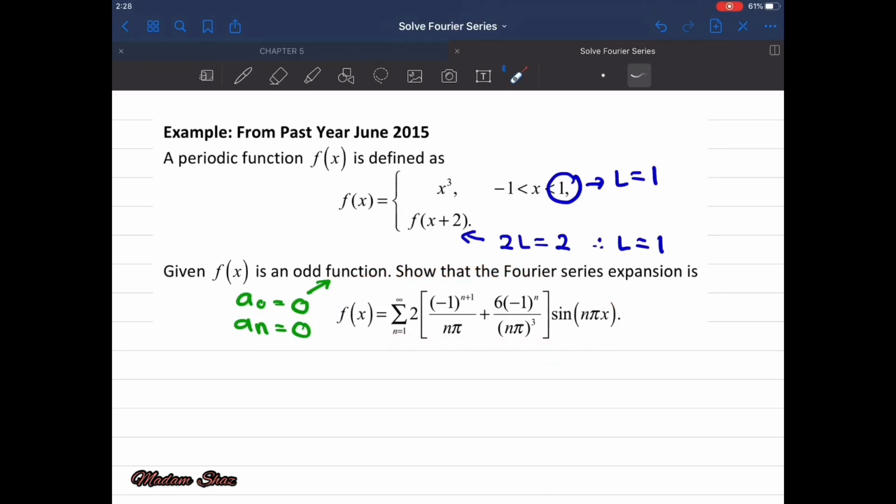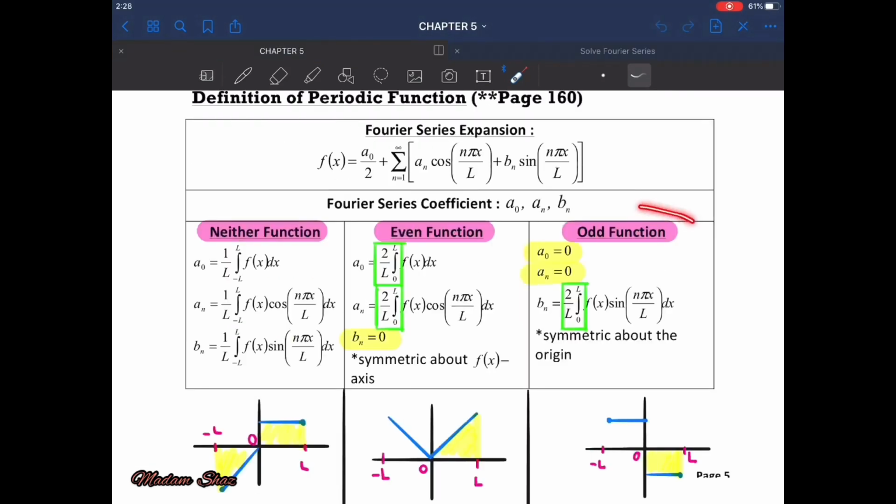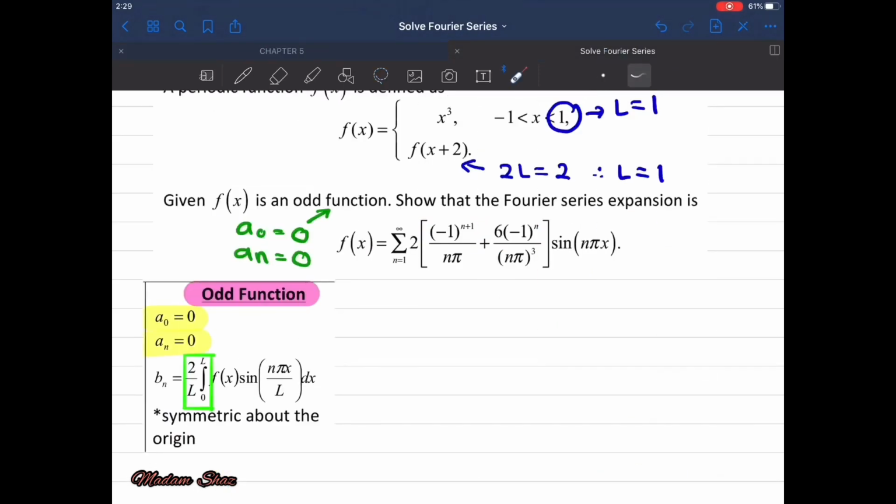So the first thing, you have to refer to the formula. Since we know that our function is an odd function, for the odd function we only have to calculate the value for the bn, whereby a0 and an is equal to 0. So copy down this formula. From here, we will use the formula of bn is equal to 2 over L integrate from 0 until L, f(x) multiply with sin n pi x over L.